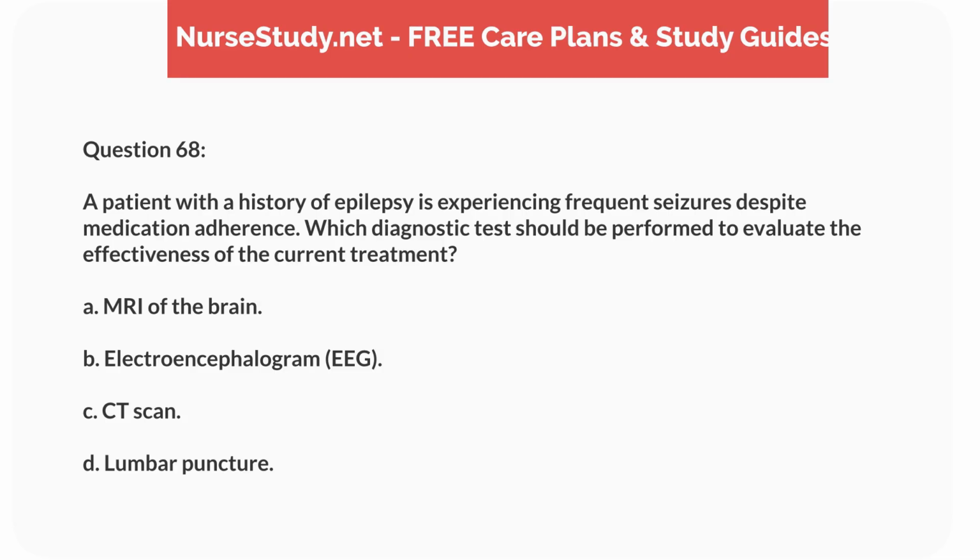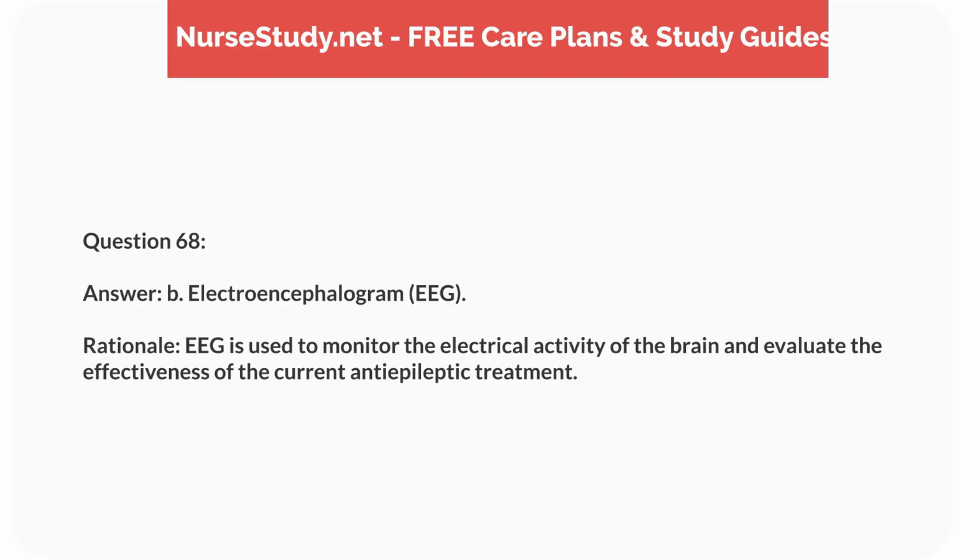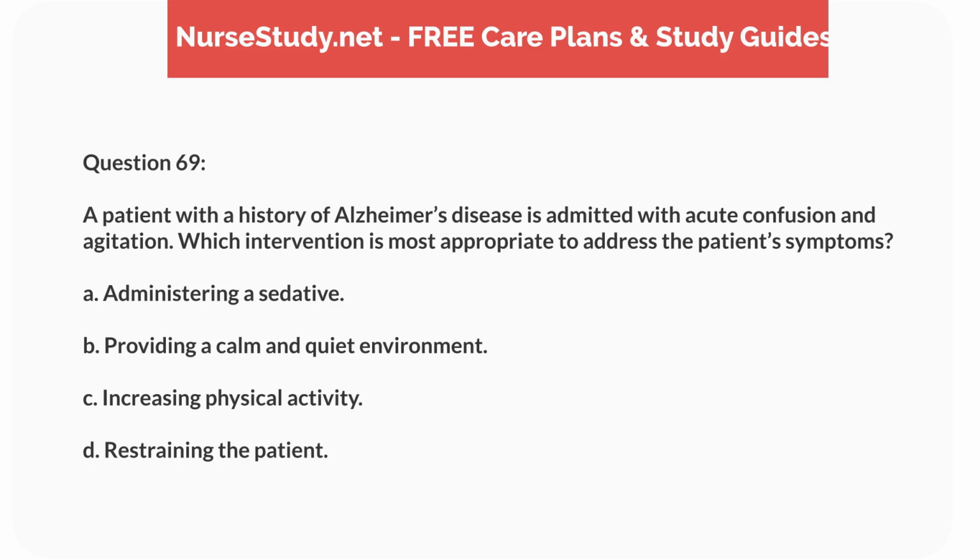Question 68. A patient with a history of epilepsy is experiencing frequent seizures despite medication adherence. Which diagnostic test should be performed to evaluate the effectiveness of the current treatment? A. MRI of the brain. B. Electroencephalogram EEG. C. CT scan. D. Lumbar puncture. Answer: B. Electroencephalogram EEG. Rationale: EEG is used to monitor the electrical activity of the brain and evaluate the effectiveness of the current anti-epileptic treatment.